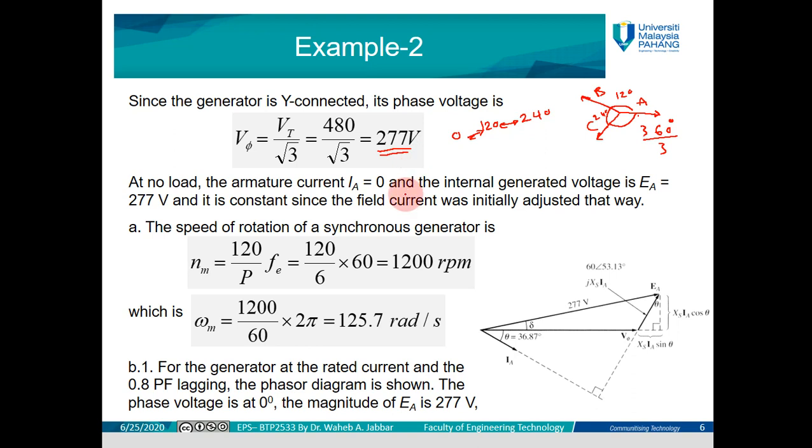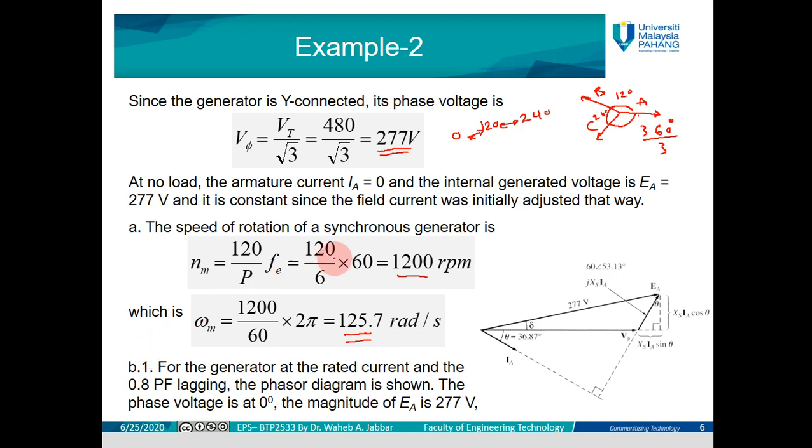This is how to calculate the speed, which we already mentioned before. We said 120 f over the number of poles; substituting, we get 1200 rpm. Then to convert to radians, we multiply by 2 pi over 60, and we get the value in radians per second. The next part, part B, consists of three steps. The first step, we calculate for lagging power factor 0.8. The second is for power factor equal to 1. The third is for leading power factor 0.8.